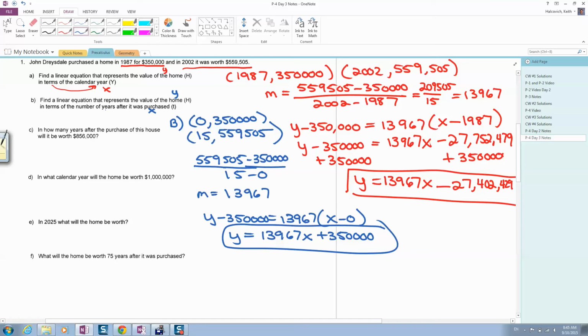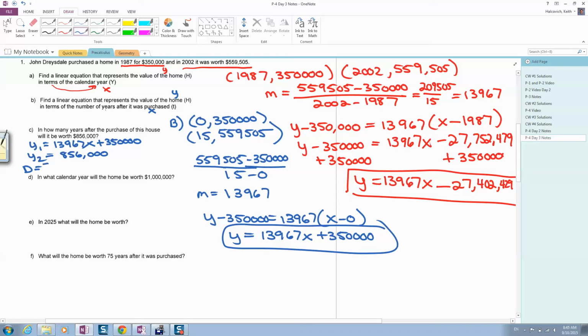So now in part C, it says, in how many years after the purchase of this house will it be worth 856,000? So it wants to know years after purchase, so we're going to use equation B. So our y sub 1 is 13,967x plus 350,000. That's our y sub 1. Our y sub 2, because the value of the house is 856,000. That's a y value, so that's our y sub 2.